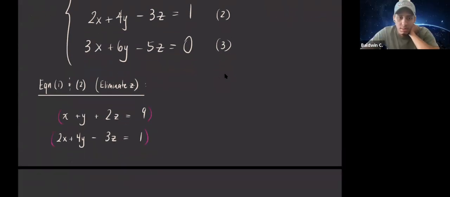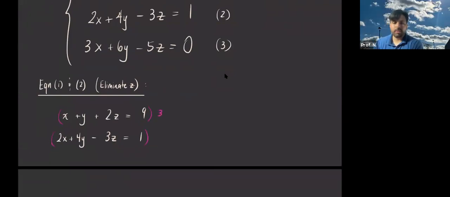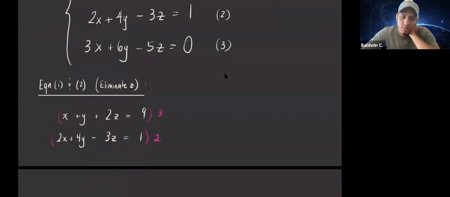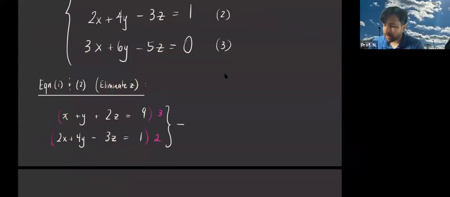You could multiply by 3. I can multiply the first equation by 3. And then how about the second equation? By 2. So when I do that, what happens?